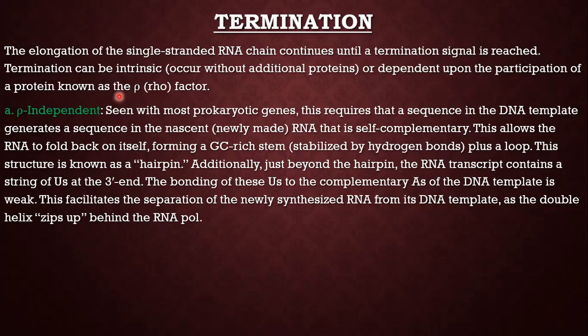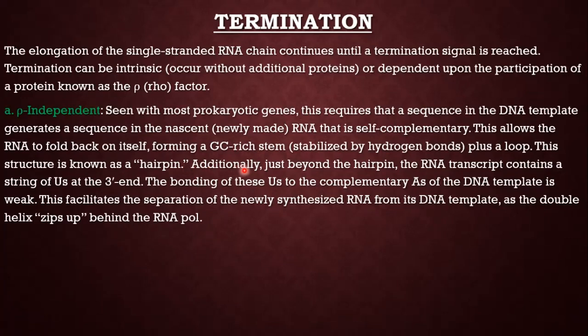How does the rho independent termination occur? It is seen in most prokaryotic genes, and this will require that a sequence in the DNA template will generate a sequence in the nascent RNA that is self-complementary. This self-complementary sequence will allow the RNA to fold back on itself, forming a GC-rich stem. Remember, the bonds between G and C are 3 hydrogen bonds, so that GC-rich stem will be stabilized by those hydrogen bonds plus a loop. This will form a structure known as a hairpin.